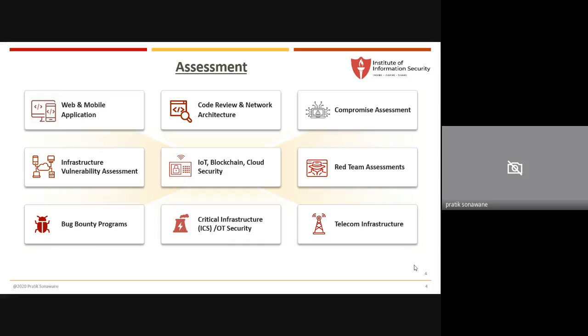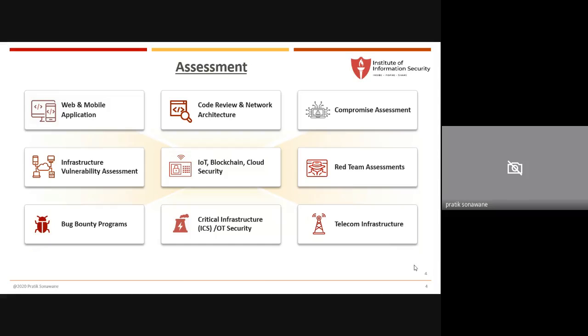Coming to compromise assessment. Compromise assessment is something which comes under the forensics part. Say for example, an organization has been compromised, and you want to know how it has happened, when it happened, how the malware came in, how it has affected the organization, and what all data has gone. There are certain aspects to it, so we do it in compromise assessment.